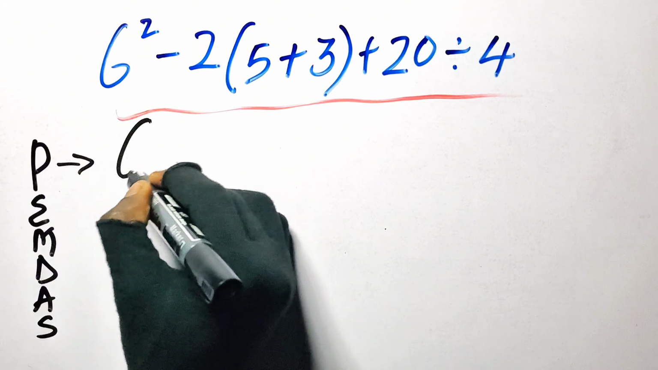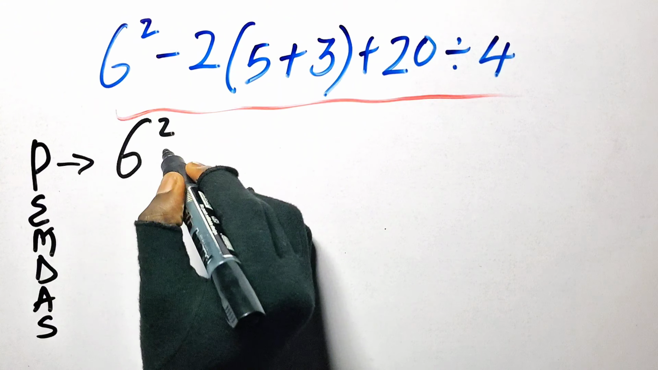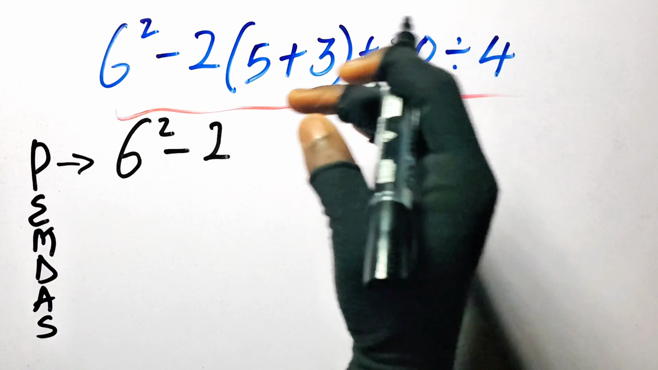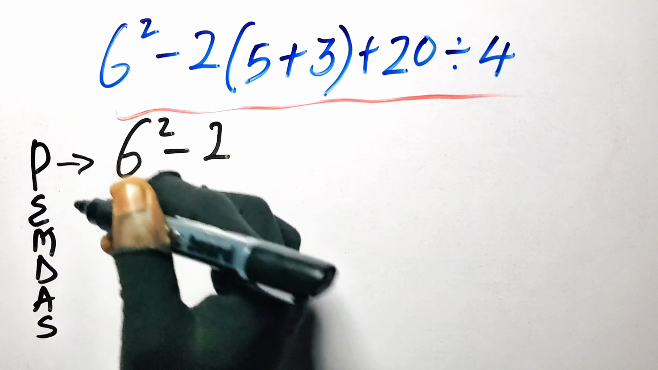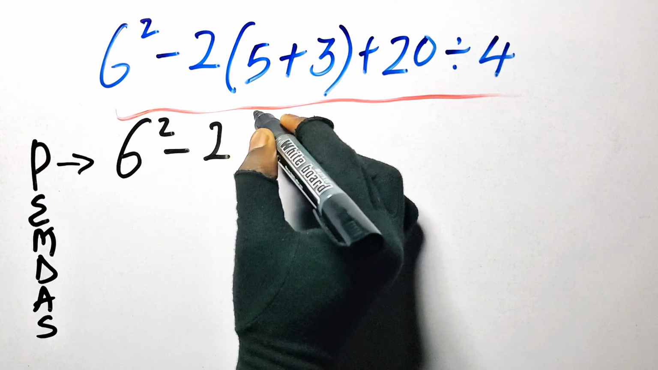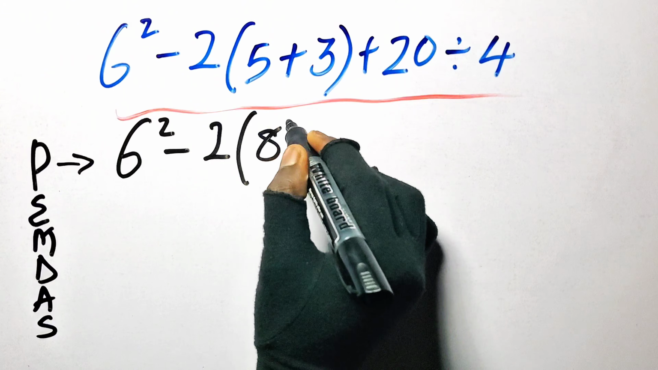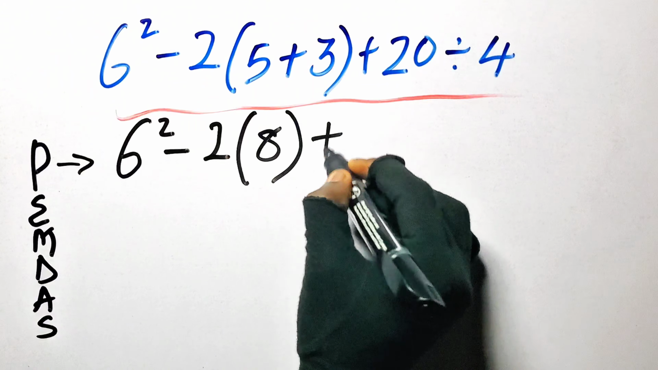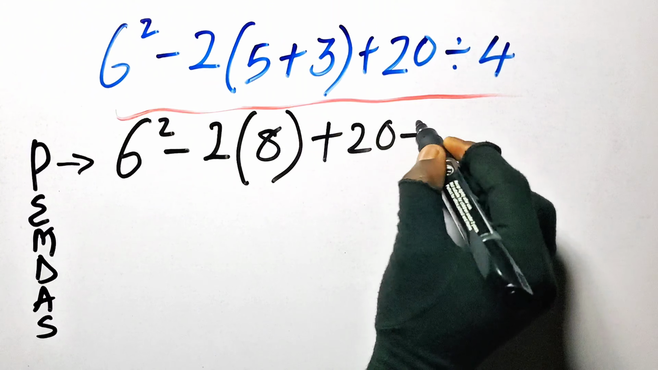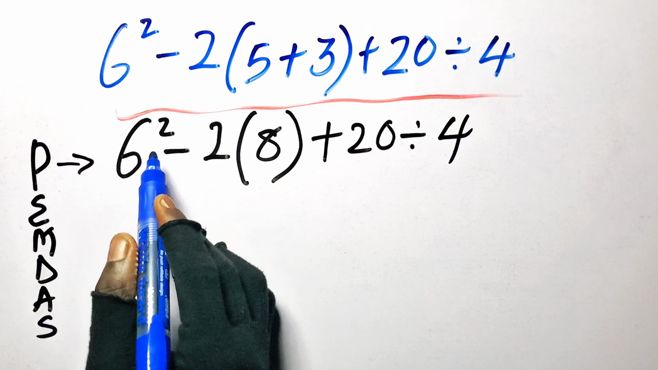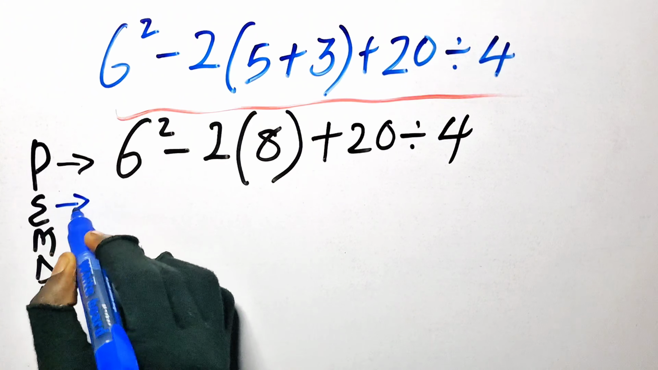Then let's go: 6 square minus 2. Solve what is in the bracket. That is 5 plus 3 equal to 8, plus 20 divided by 4. Okay? Now, to what? To the exponents. That is this.